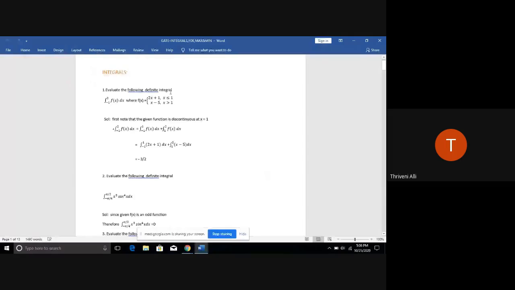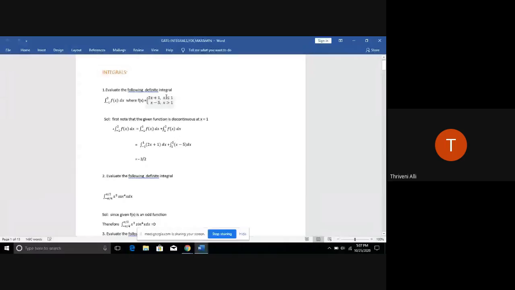Question one: evaluate the following definite integral. You know the definition of a definite integral. A definite integral means an integral of a function which is defined between certain limits, so it is called a definite integral. Here we have the question: evaluate this definite integral.